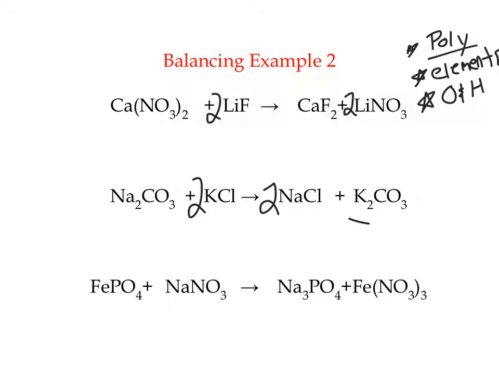Now the bottom one looks really complicated. I have 1 iron and 1 iron, so that's good. 1 phosphate, 1 phosphate, so that's good. 1 nitrate, 3 nitrates. I should do my polyatomics first. So I'll put a 3 there, which gives me 3 sodiums, but I have 3, which is good, and everything else is balanced. Nice.